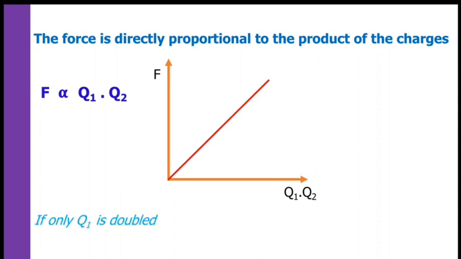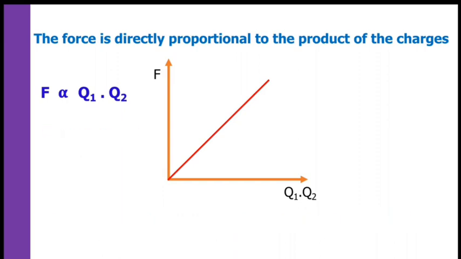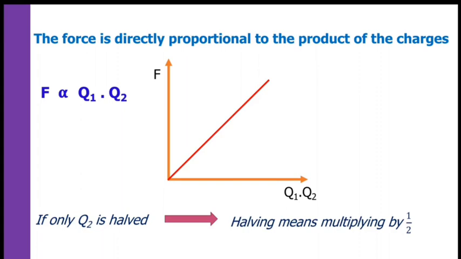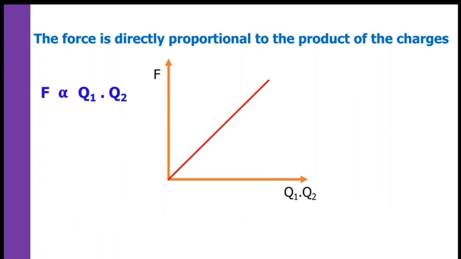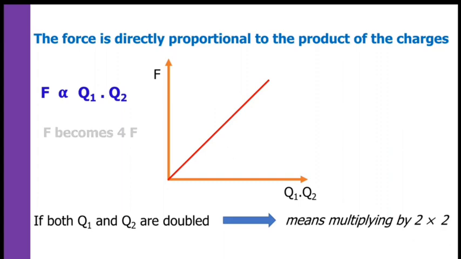So, if only Q1 is doubled, what does doubling mean? Doubling means multiplying by 2. It means the force becomes 2F. Okay? If only Q2 is halved, what does that mean? Well, halving means multiplying by half. So the force must become a half F. If both Q1 and Q2 are doubled, it means essentially we are multiplying by 2 and then we multiply by 2 again, which means the force becomes 4F.